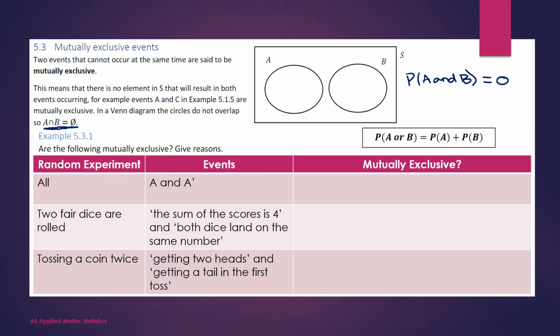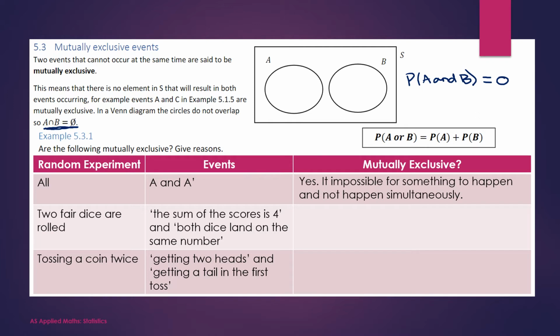So looking at this, remember A dash means A not, so it doesn't happen. So A and not A, are they mutually exclusive? Yes, because it is impossible for something to happen and not happen at the same time.